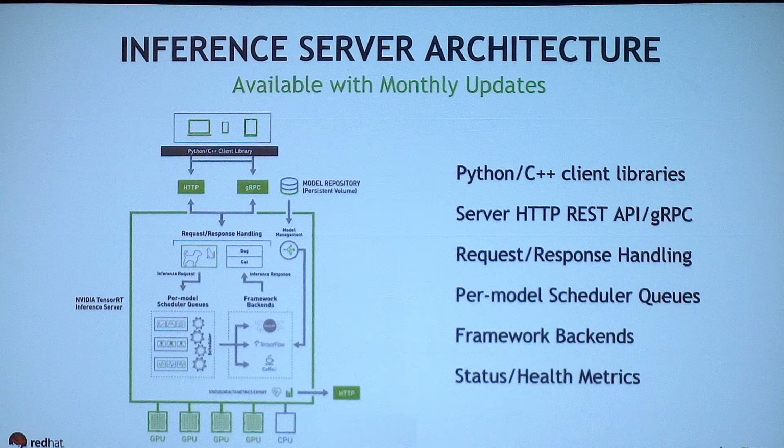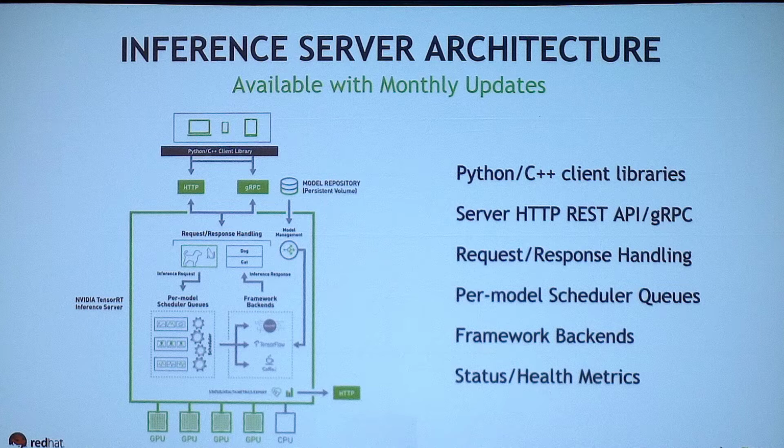So this dives a little bit deeper into the inference server's internal architecture. This green box here represents the inference server. At the top, you see the client requests coming in through HTTP or gRPC. There's also a Python and C++ client library that helps with the interaction between client and server. Once client requests come in, they go through request and response handling. Here you can see a simple image classification use case, similar to the example I showed before. Then the request goes through the per-model scheduling queues.